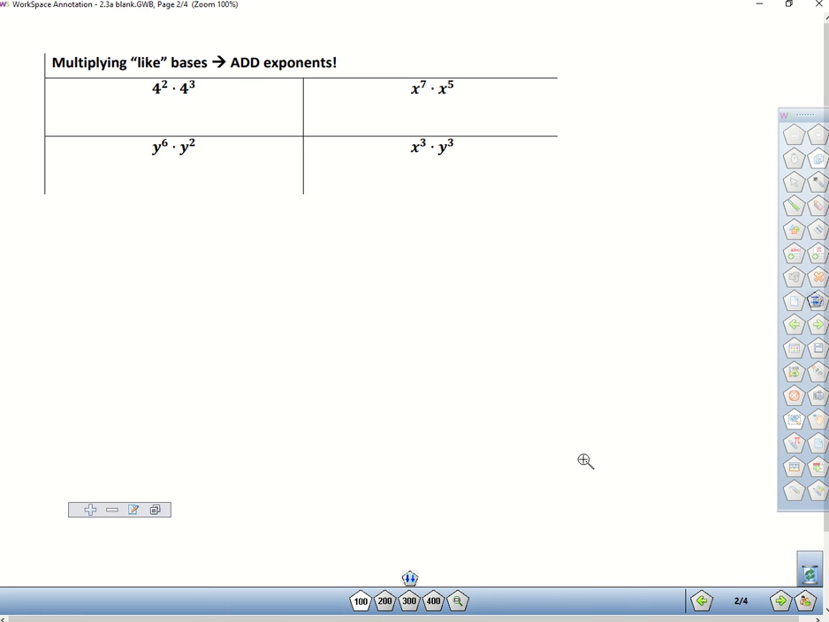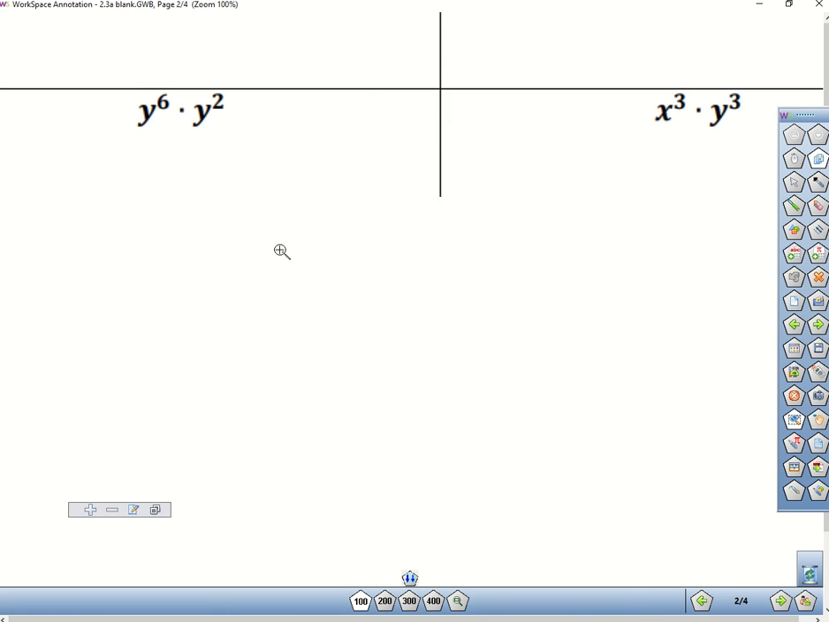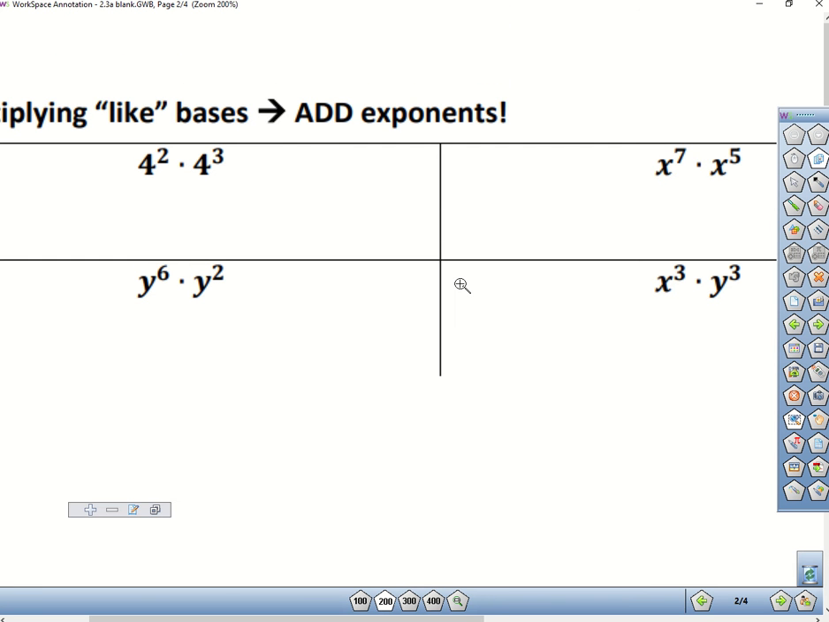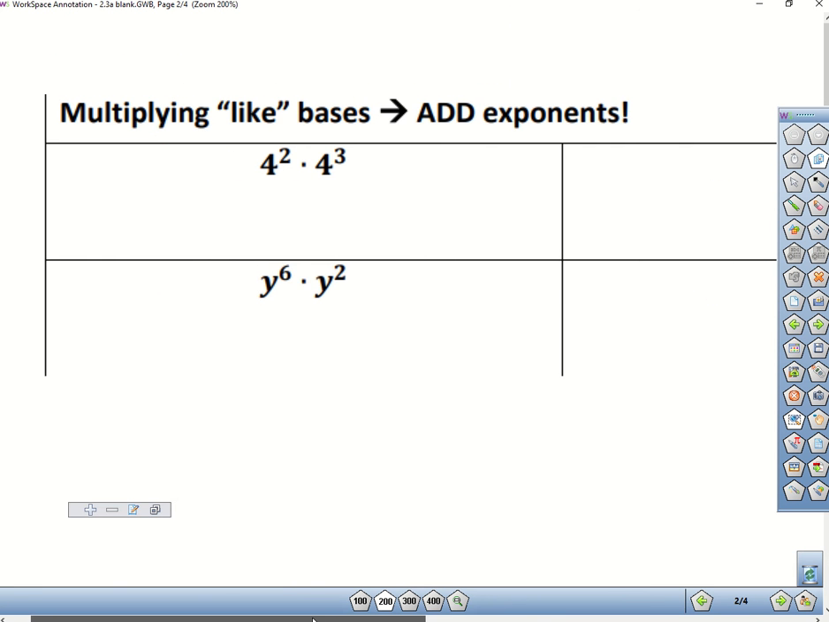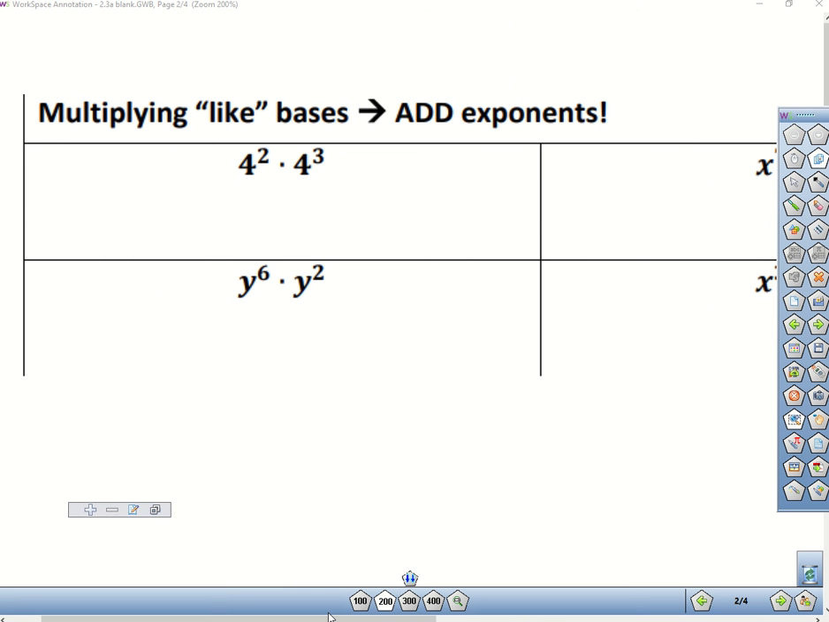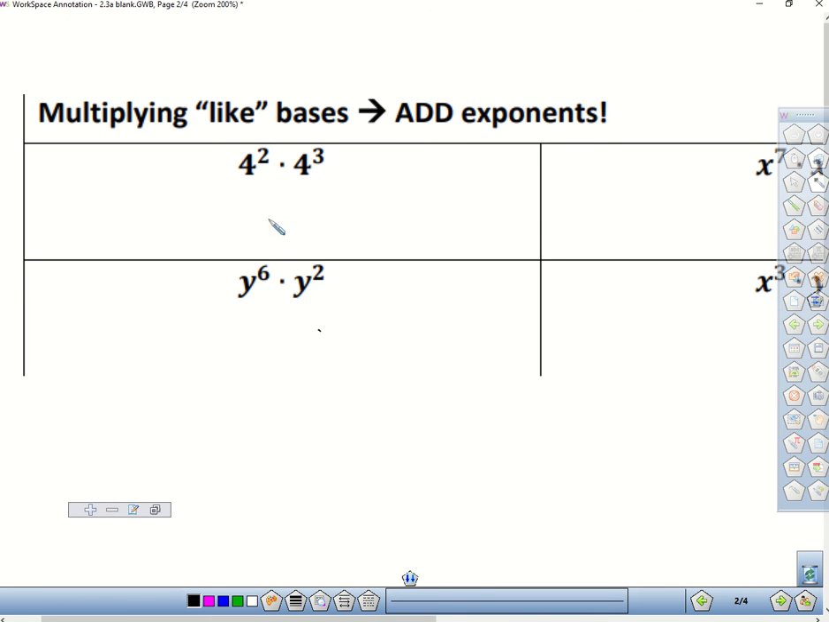All right. So let's talk about multiplying like bases. The first thing you always want to check when you're multiplying like bases is that your base is the same. That's the number or the variable of which your power is. So do these have the same base? Yeah, they're both 4. So you take the base and you rewrite it.